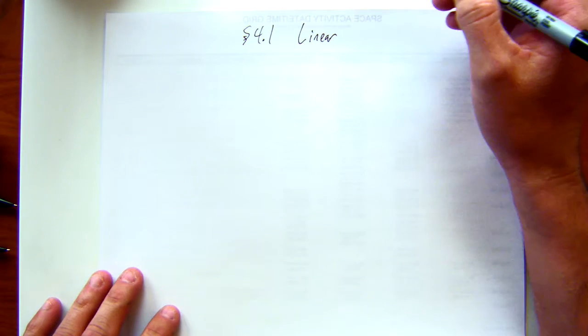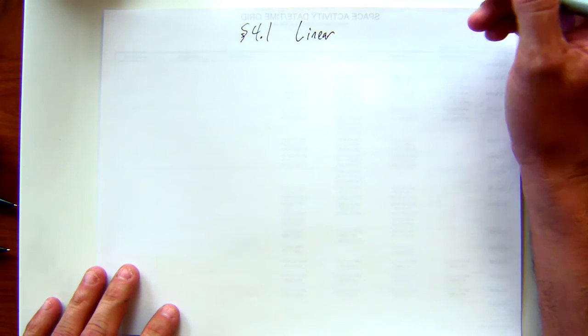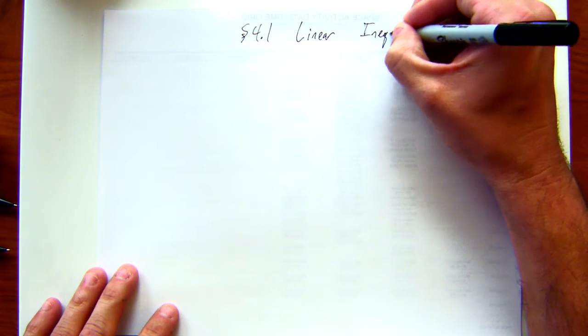Okay, we're skipping section 3.7. We're not doing word problems with 3 variables, just do word problems with 2 variables. Going to section 4, we're going to talk about linear inequalities.